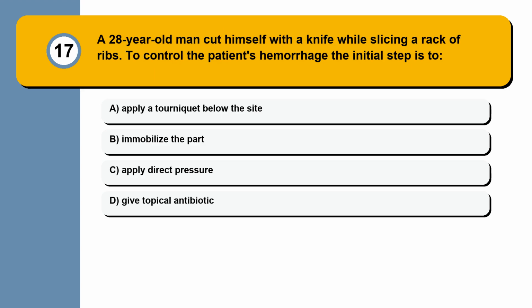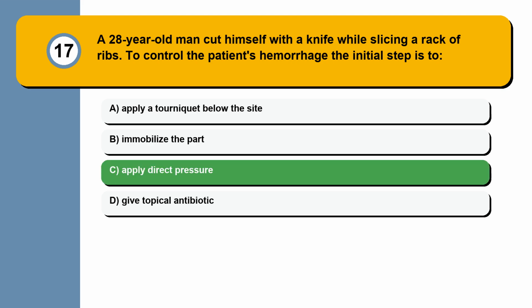Question 17. A 28-year-old man cut himself with a knife while slicing a rack of ribs. To control the patient's hemorrhage, the initial step is to. Here are your options. Option A, apply a tourniquet below the site. Option B, immobilize the part. Option C, apply direct pressure. Option D, give topical antibiotic. The correct answer is option C, apply direct pressure.